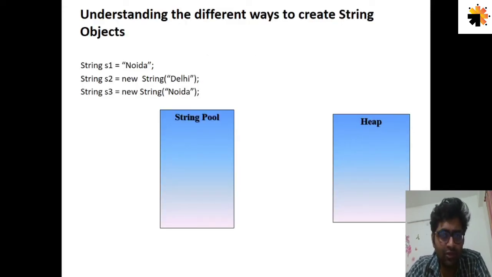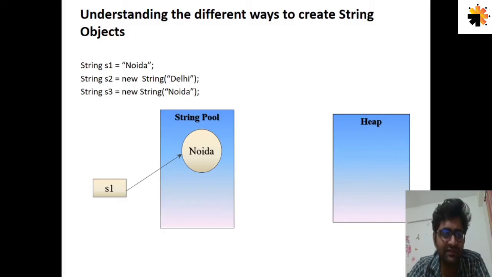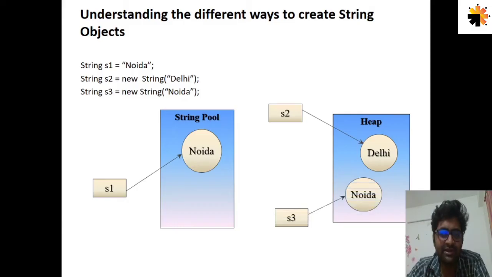And we'll see and understand the different ways to create a string object. So the first one here, you can see s1 is a string literal, so it's created in the string constant pool, and s2 is created in the heap memory. So Reddy is the object which is created in the heap memory, and s3 is Noida, which is an object which will be created in the heap memory. So it will create another object which is s3 in the heap memory.